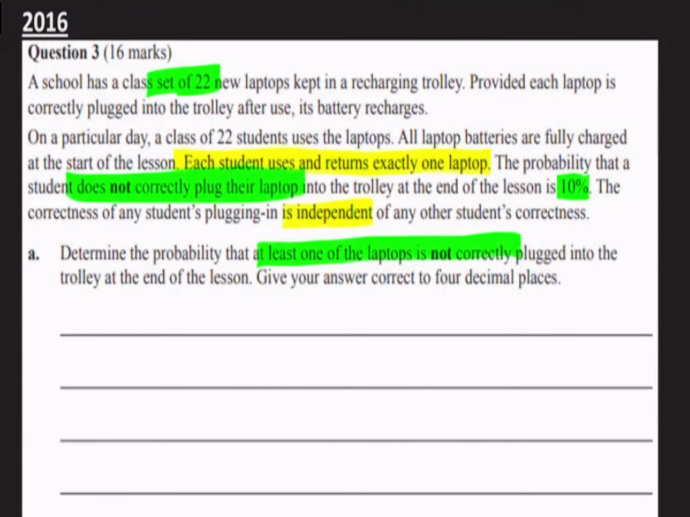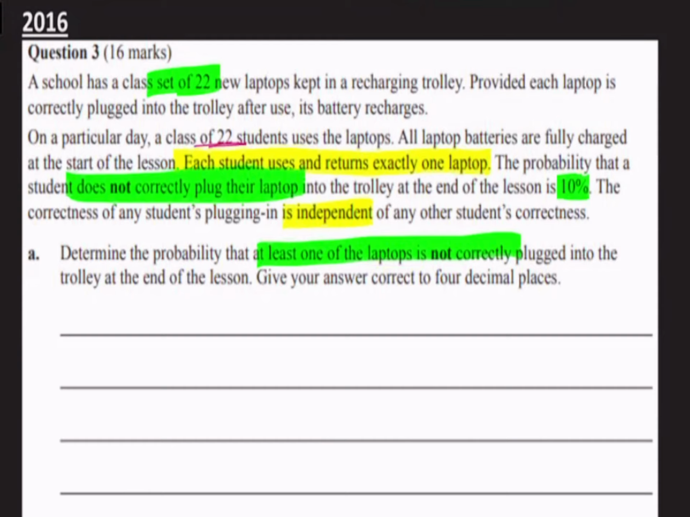First question, it's just talking about laptops. So we have a class of 22 students, and each student uses, I should say that the green highlighted stuff is stuff that's specific to the question, and the yellow stuff is stuff that you should look for generally in all questions, and stuff like they might trick you on. So back to the laptops.